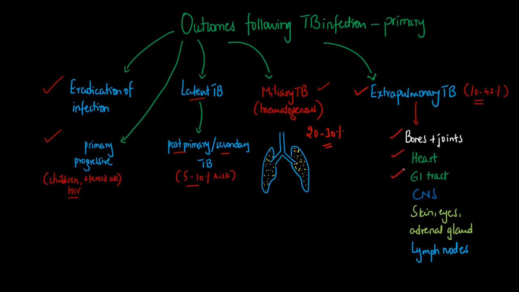In the GI tract, you can have gastrointestinal obstruction or malabsorption. In the CNS, you can get brain tuberculomas and meningitis. It can also involve the skin, eyes, and the adrenal gland. And finally, lymph nodes, which can classically in the cervical region erupt spontaneously, which is something called cold abscesses.